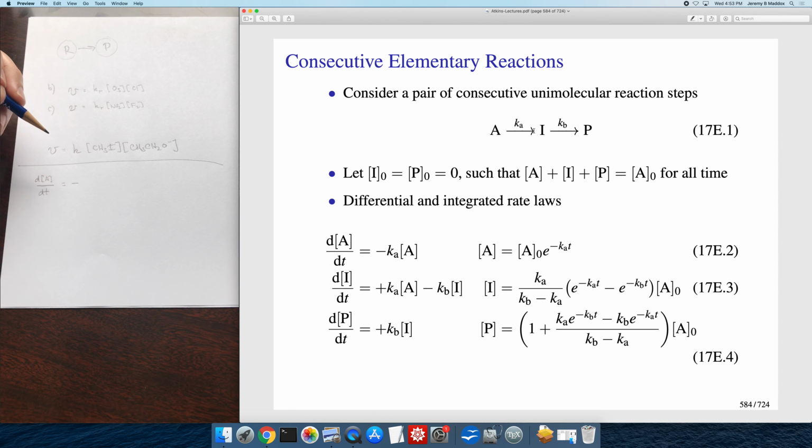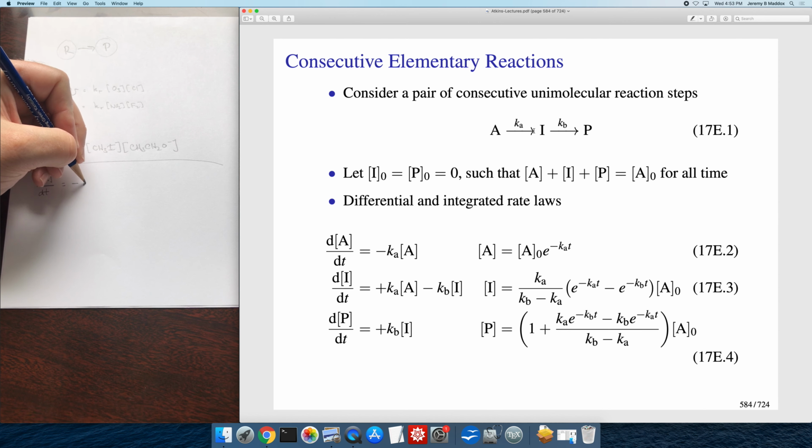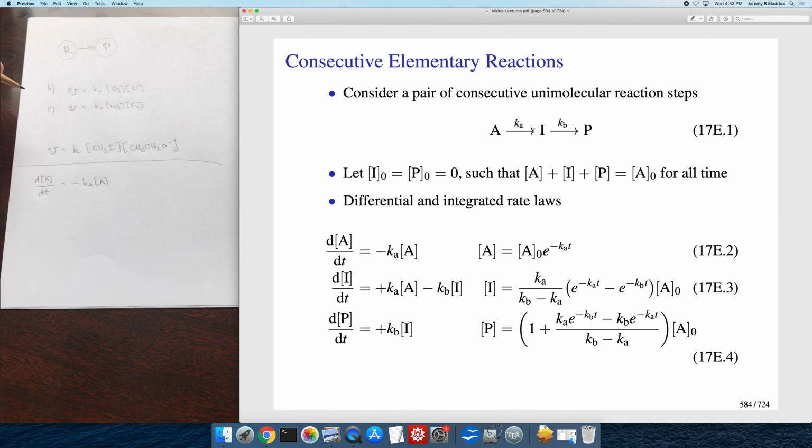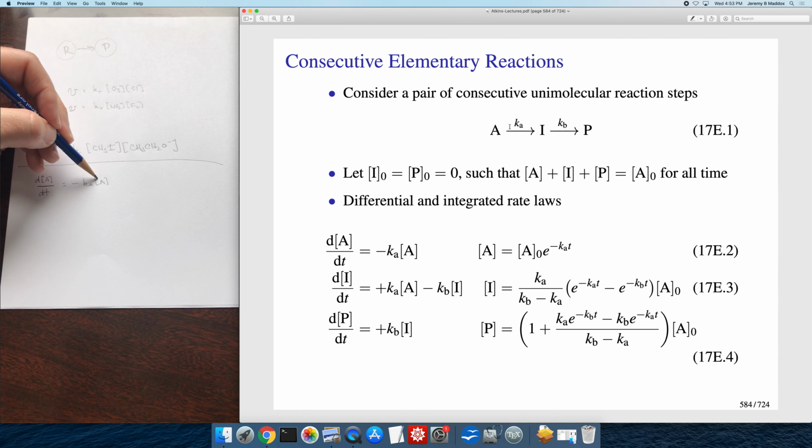I see that the reaction is unimolecular in species A, so I can write it as the rate constant for that step times the concentration of A. A only appears once in this step, and so it's going to be first order in that term.